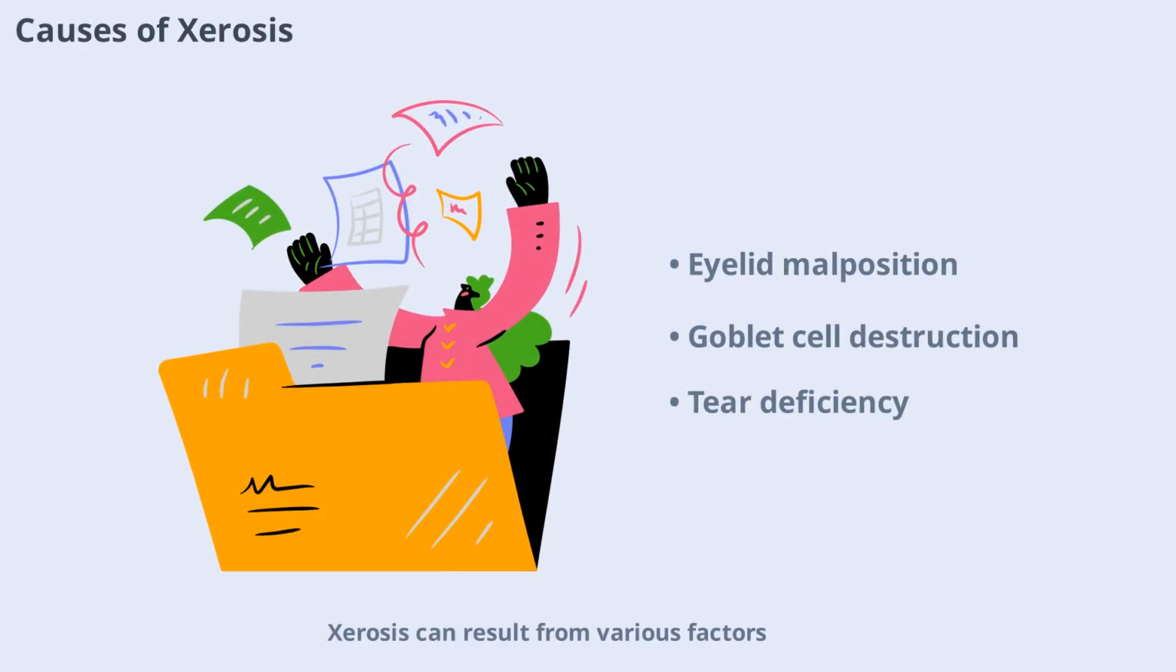Xerosis can result from various factors. Exposure due to eyelid malposition, such as ectropion or proptosis, can lead to dryness. Deficiency of mucus, often from burns, trachoma, or vitamin A deficiency, destroys goblet cells. Tear deficiency, as seen in Sjogren's syndrome, also contributes. Recognizing these causes is vital for targeted treatment and prevention of complications.